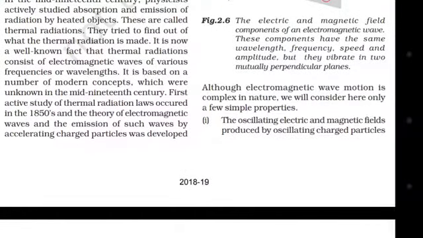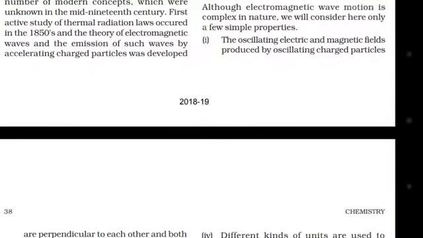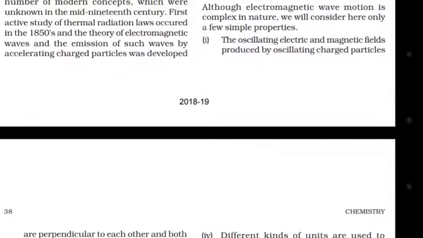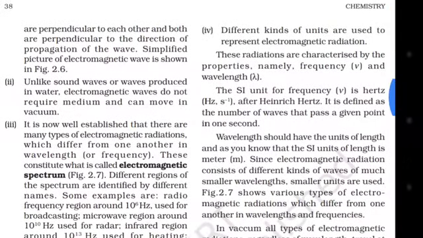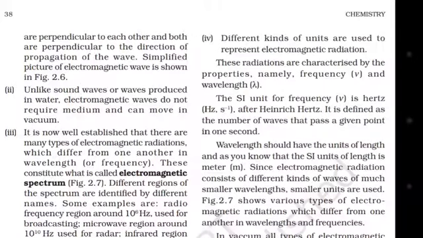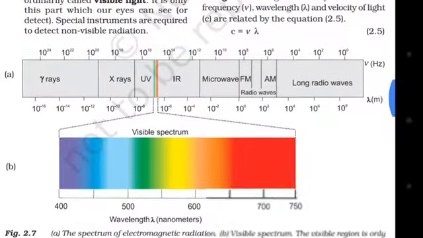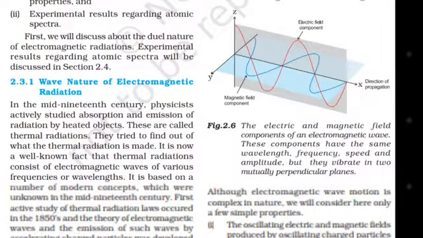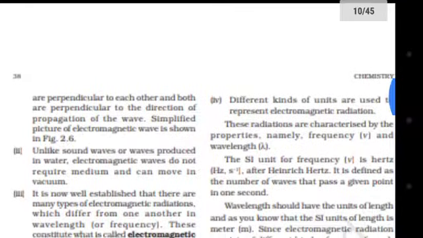Although electromagnetic wave motion is complex in nature, we will consider here only a few simple properties. First, the oscillating electric and magnetic fields produced by oscillating charged particles are perpendicular to each other, and both are perpendicular to the direction of propagation of the wave. A simplified picture of an electromagnetic wave is shown in figure 2.6. We have already observed this.